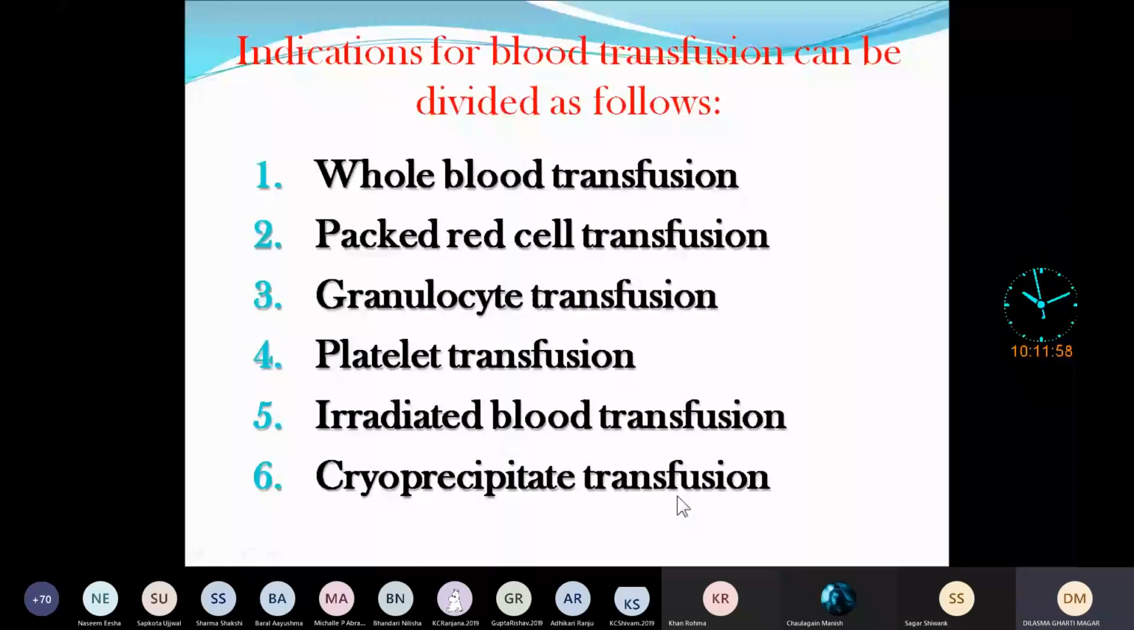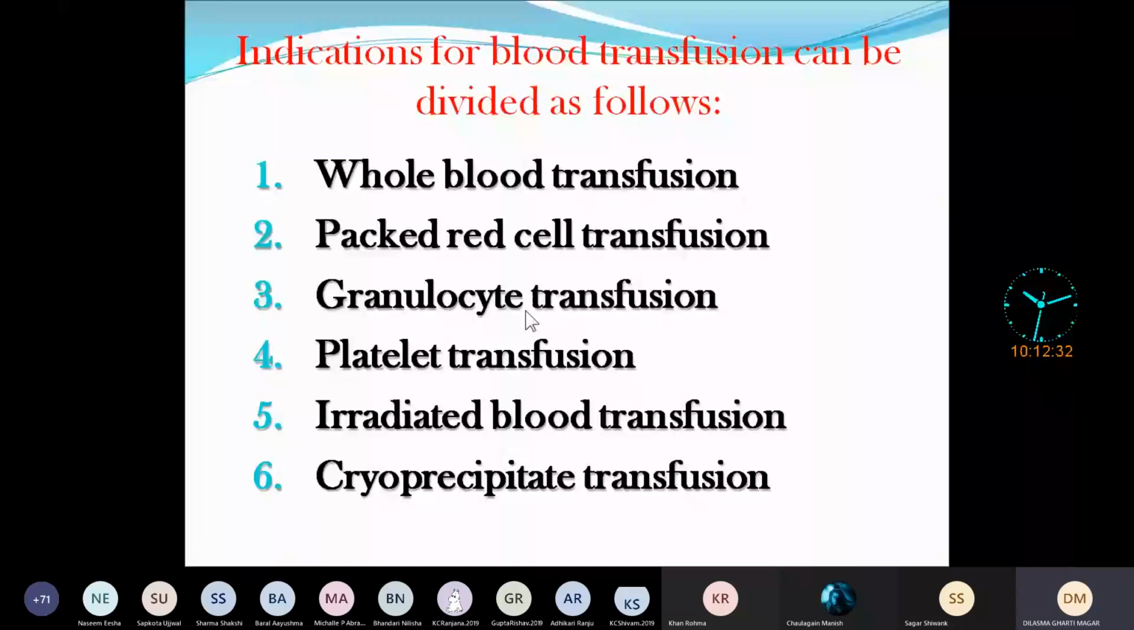And packed red cell, I told you yesterday, isn't it? Packed red cell means whenever 70 to 80% of the plasma is removed, then it becomes packed red cells. Granulocyte transfusion is given in case of hypoplastic bone marrow where there will be no granulocytes, or in case of neutropenia. And platelet transfusion is given in DIC and other bleeding conditions.